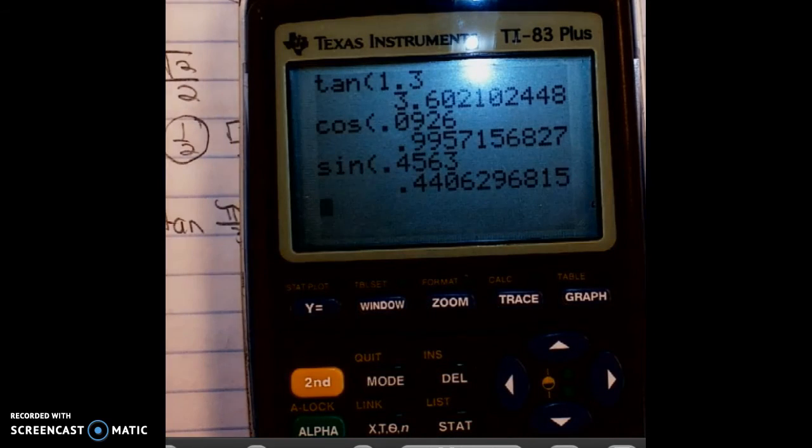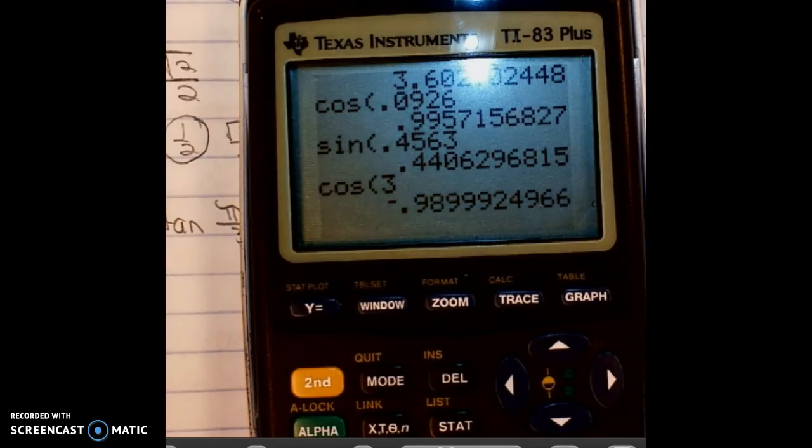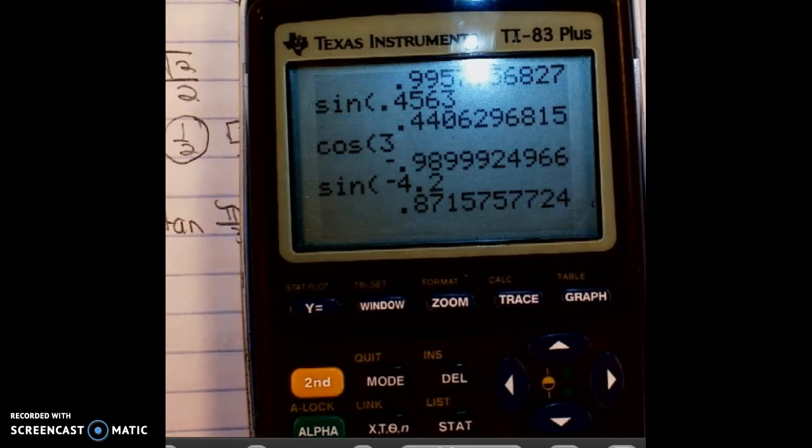I believe 15 is still in radians because I don't see a degree measure after it. So 15 says the cosine of 3. So we'll get negative 0.99 because it says the nearest hundredth. The next one says the sine of negative 4.2. So we get 0.87.